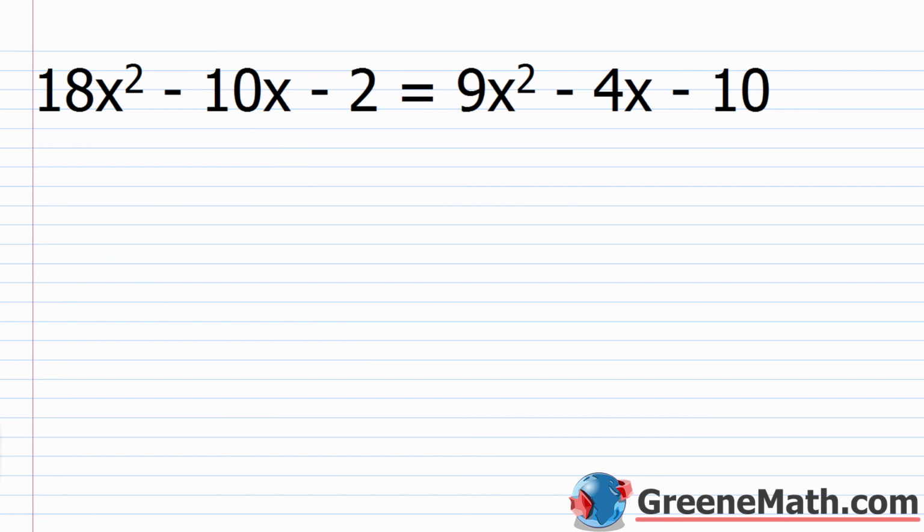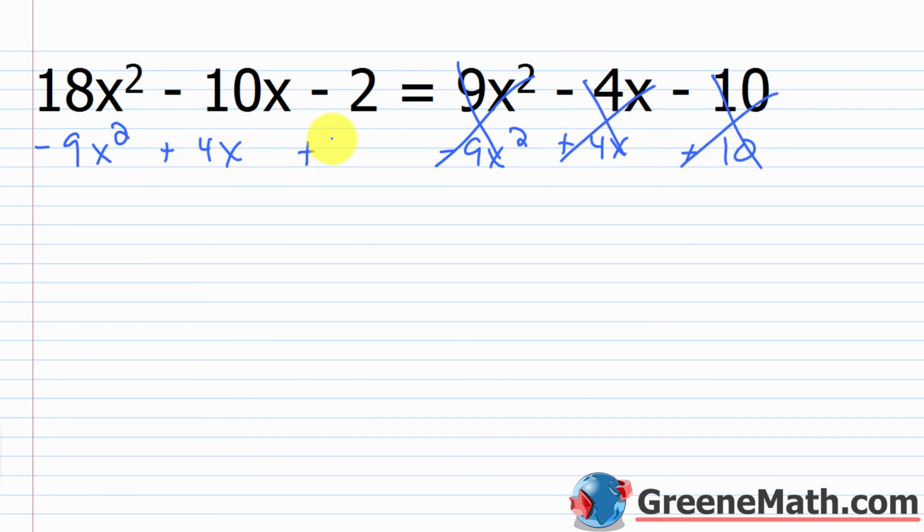So we have 18x squared minus 10x minus 2 is equal to 9x squared minus 4x minus 10. Really all I have to do is subtract 9x squared away from each side of the equation. That'll cancel. Add 4x to each side of the equation. That'll cancel. And add 10 to each side of the equation. That'll cancel over there. So I'd have 18x squared minus 9x squared is 9x squared. Negative 10x plus 4x is negative 6x. Negative 2 plus 10 is positive 8.